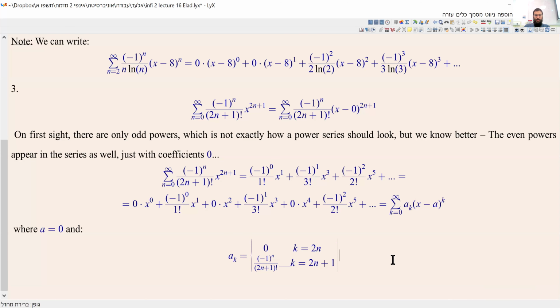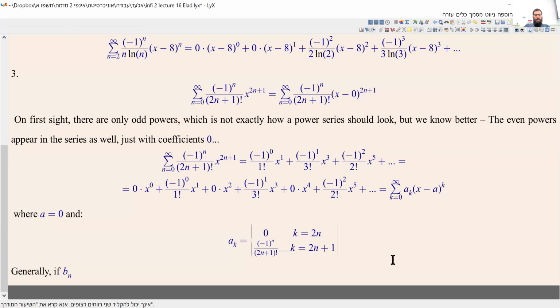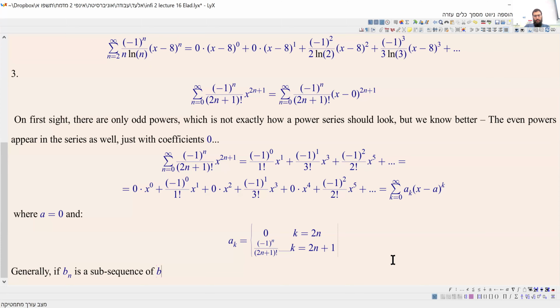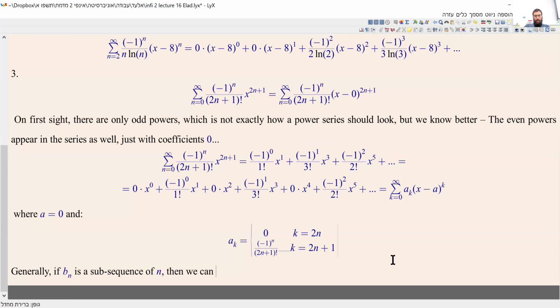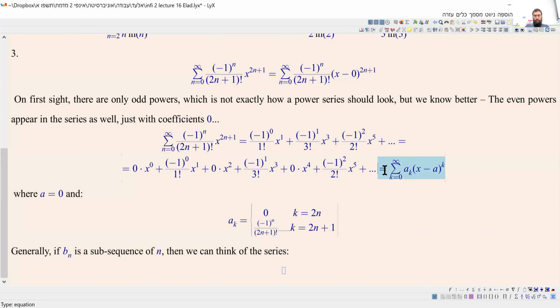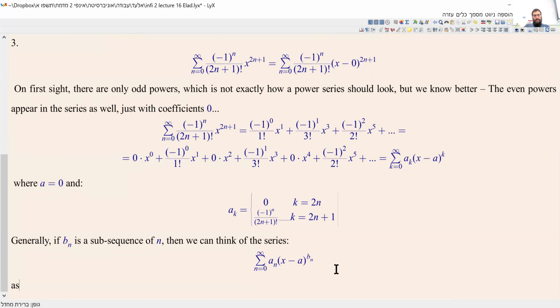Moreover, generally speaking, if we have some b_n that is a subsequence of n, then we can think of the series with b_n in the power as a power series, where every missing power is there just with coefficient 0.